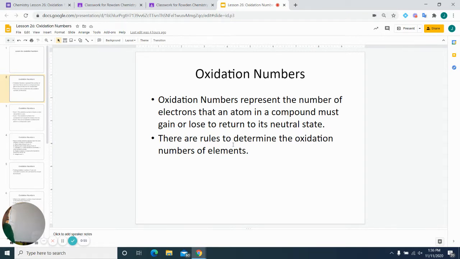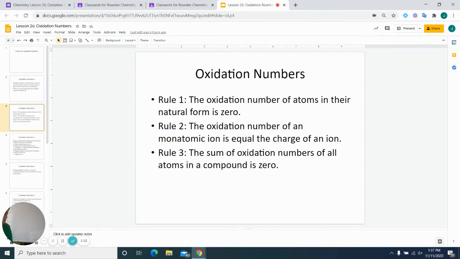So here are the rules. I might suggest writing these down as we go through them. I think it would be very helpful just to have a piece of paper with these rules on it. I'm not going to keep going back to the slide on the rules. I'll go through them once, and then I will just bring them up, but I'm not going to go back through this slide. So look, the first rule: if it's in its natural form, the oxidation number is 0.